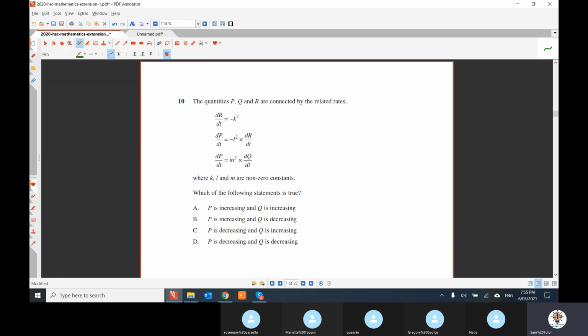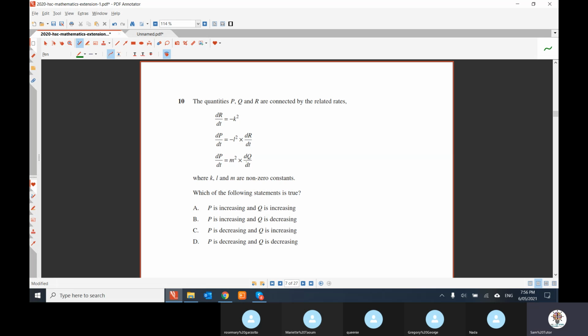The quantities P, Q, and R are connected by the related rates. So dr on dt is equal to negative k squared. dp on dt is equal to negative L squared times dr on dt. And then dp on dt is also m squared times dq on dt. They are all non-zero constants. So they are all constants at the end of the day. Which of the following statements is true?